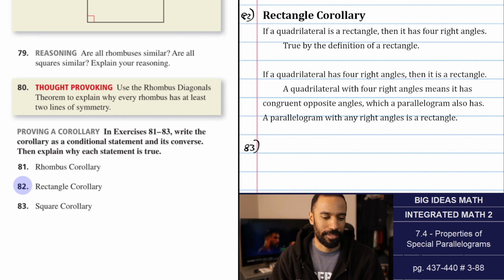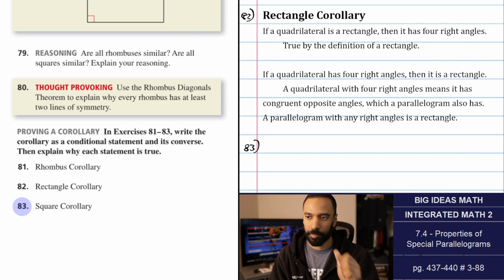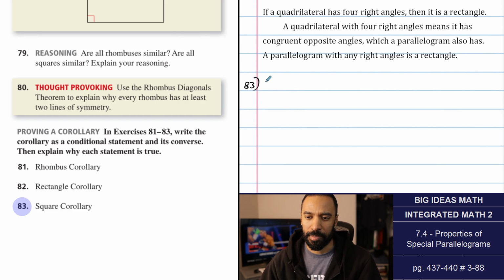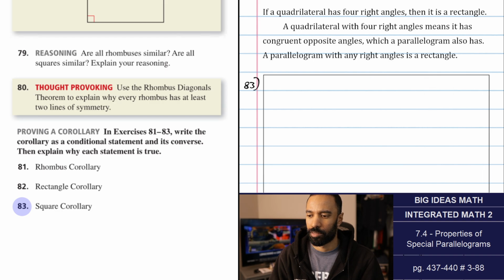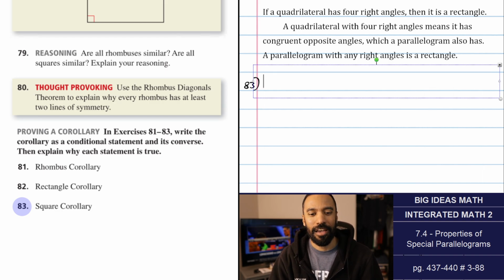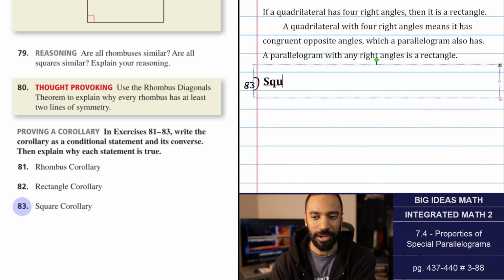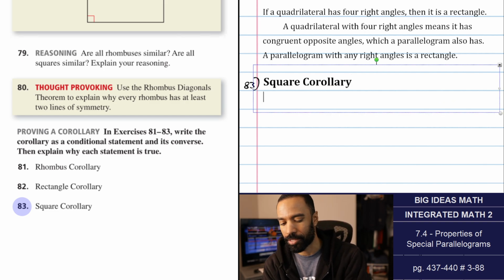All right, 83. Square corollary. Almost done, I hope. I thought we were supposed to prove the corollaries. Maybe that's still coming up. Because, see, that's when they're having me do these things, I'm like, do I have to prove it? And I'm going to prove them later, I think. Square corollary. Because then I can do the triangle things.